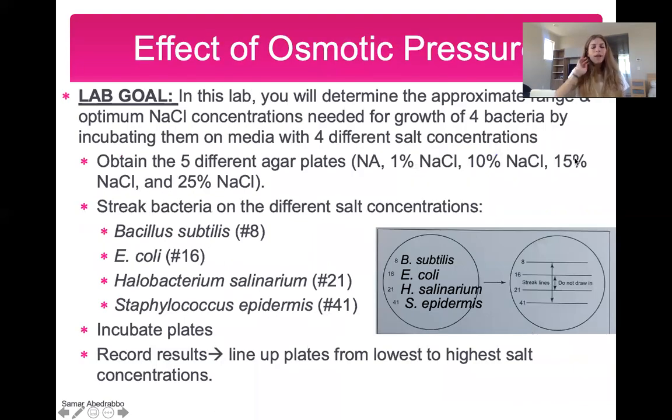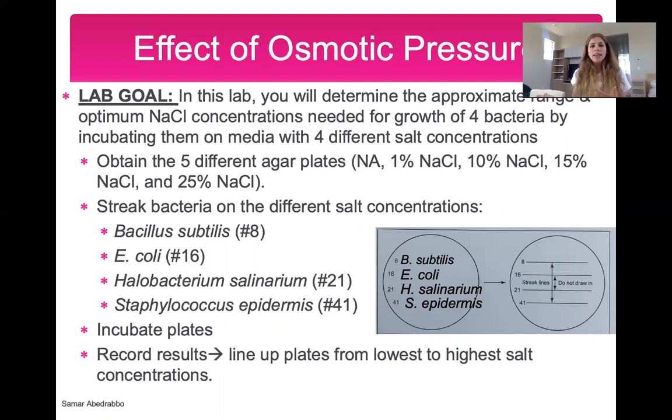Now, the goal of this lab is for you guys to take 4 different bacterial species and determine what salt concentrations they need to grow. So what you were supposed to do in lab, if you were actually doing it, is we had different agar plates, so 5 different agar plates. An agar plate with 0% salt, an agar plate with 1% salt, and when I say salt, I'm referring to sodium chloride, an agar plate with 10% sodium chloride, 15% sodium chloride, 25% sodium chloride. So 0, 1, 10, 15, 25% salt, and you were supposed to streak different bacteria on all of these agar plates, and you were supposed to see where do they grow.